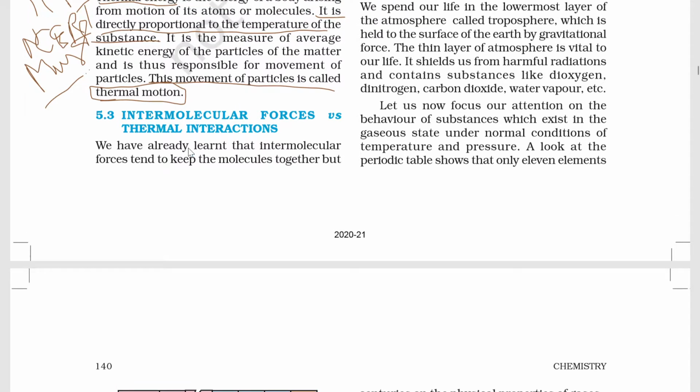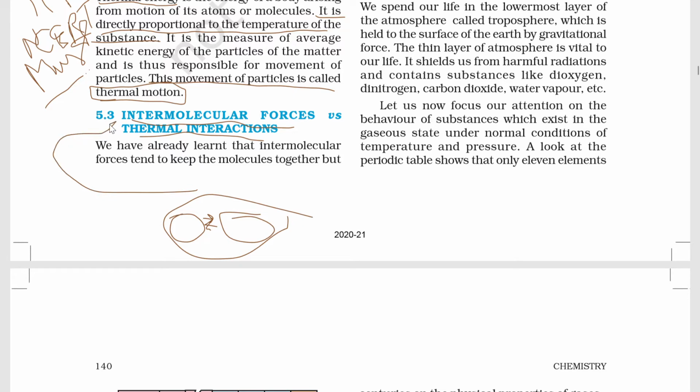Intermolecular forces versus thermal interaction. Now what are intermolecular forces? If these two are atoms, the attraction between these two is known as the intermolecular force.